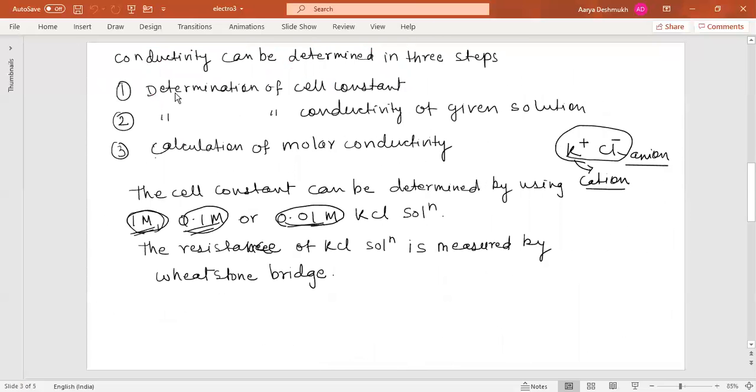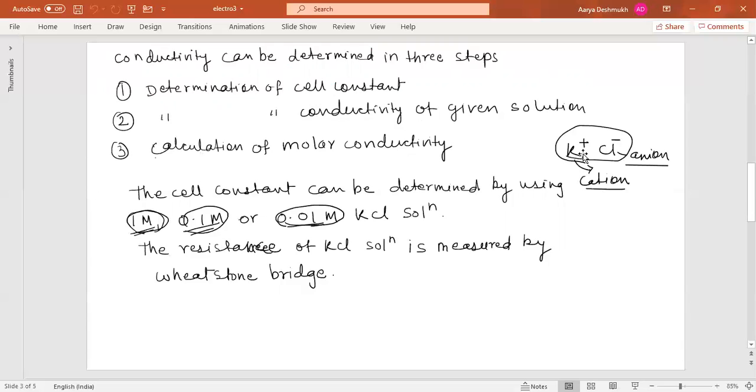So when you are supposed to determine the conductivity, it can be done in 3 steps. First, you need to determine the cell constant, then find out the conductivity of the given solution by knowing the resistance of the solution, and then conductivity can be converted into molar conductivity.